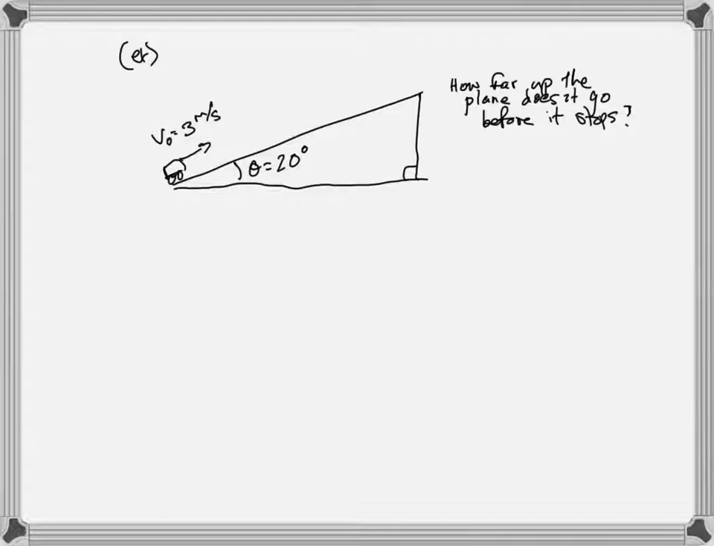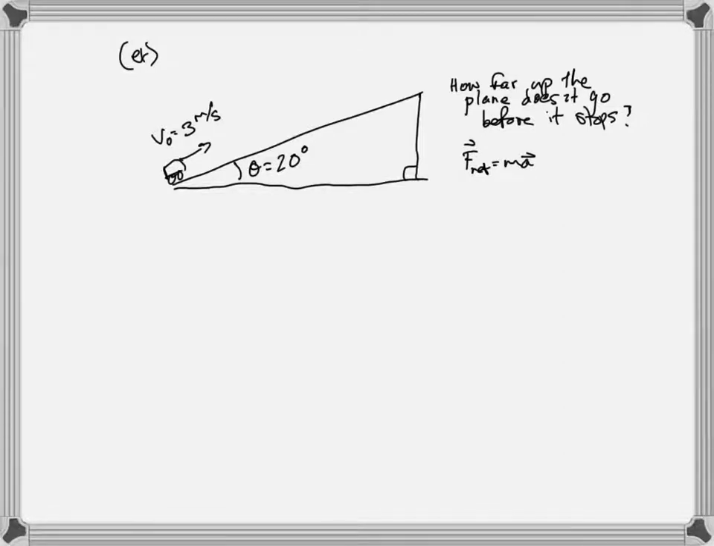And let's say it's got an initial velocity of 3 meters per second at the bottom. And I want to know how far up the plane it goes before it stops and starts to come back down. How far along the plane does it go? So this is both a Newton's second law and a kinematics problem, right? Because we can do Newton's second law, F net equals ma, in order to find the acceleration of the car given the forces on the car.